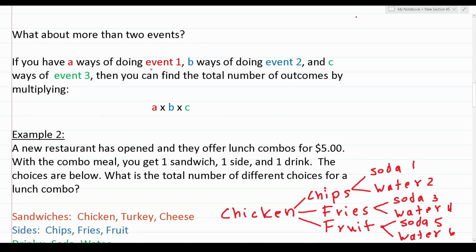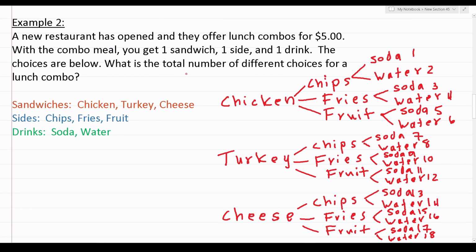Again, A ways of doing event 1. Well, what's event 1 here? It's our type of sandwich. So event 1 is our type of sandwich. How many different types of sandwiches can we have? We can have chicken, turkey, or cheese. So there's 3 options there.